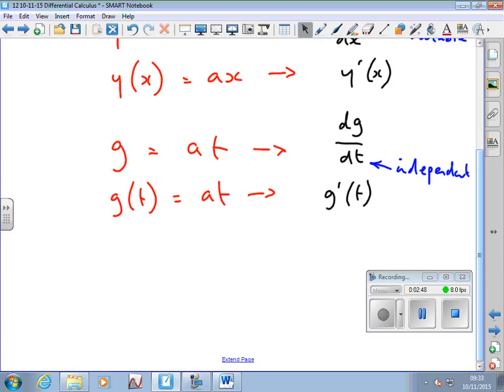So that's the notation that we use with differential calculus. It can be any letter that we use. If I'm using displacement s with time, it'll be ds by dt. Current with time, di by dt, or I prime t. So the letters can change, but the actual notation is the same.